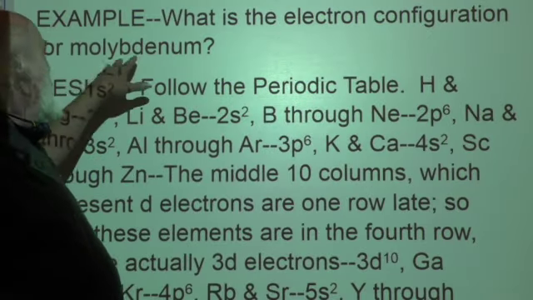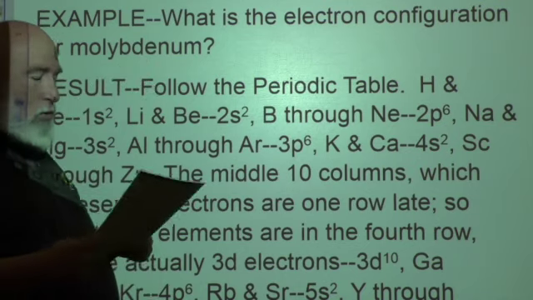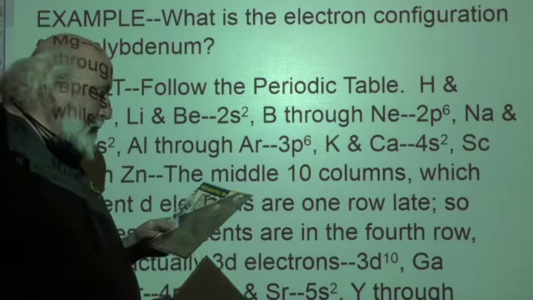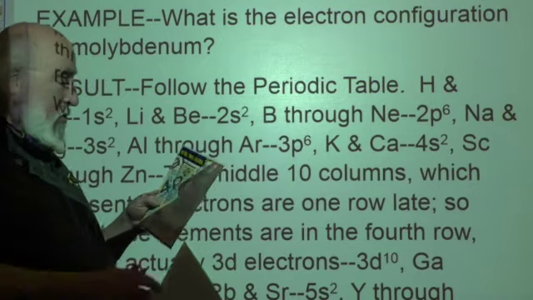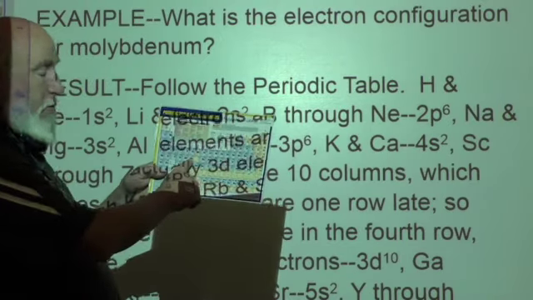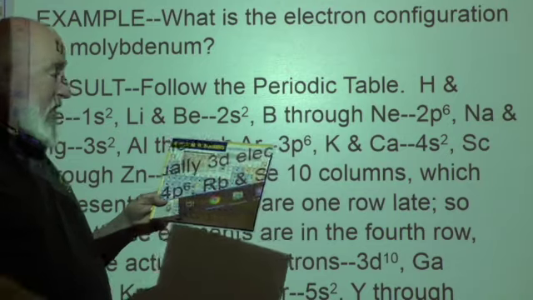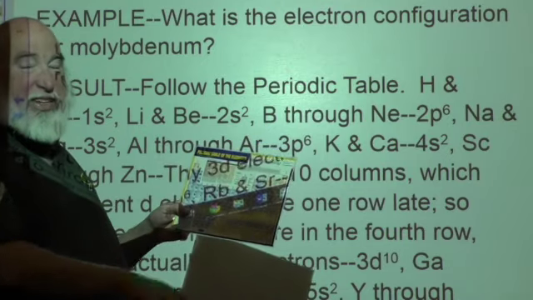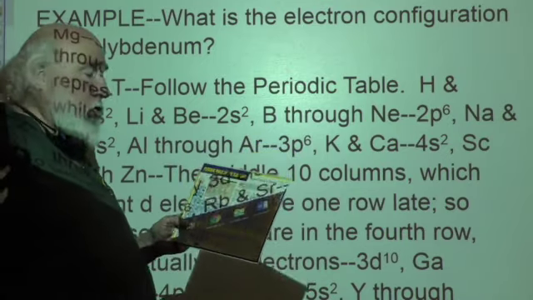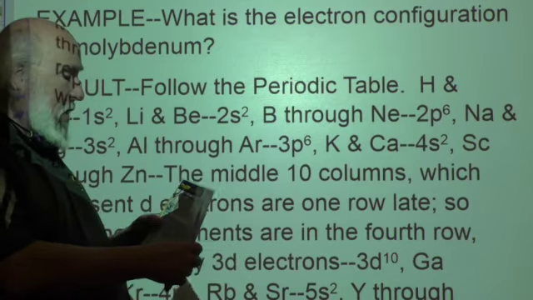Next one, we're going to look at molybdenum. All right, so molybdenum is element number 42. This is in the D range. We know it's going to end with a D. All right, so let's go through what we did up to this point.